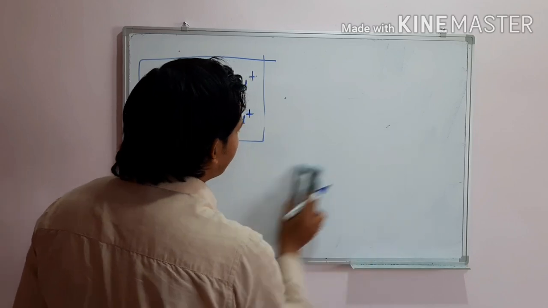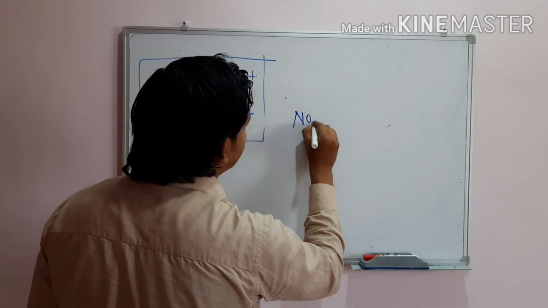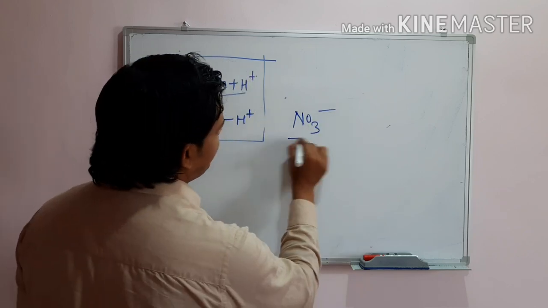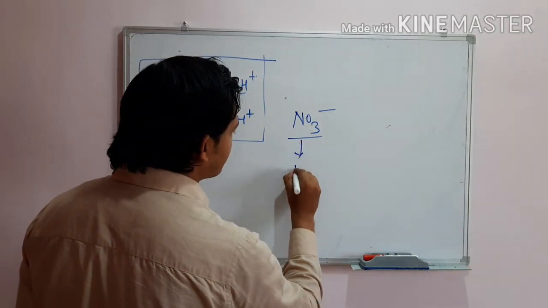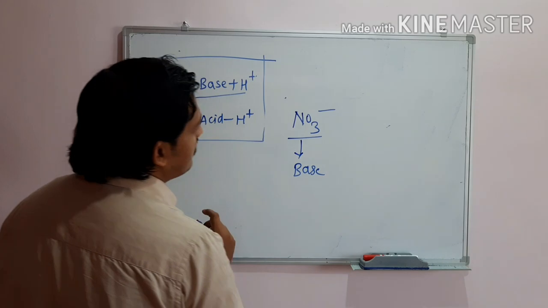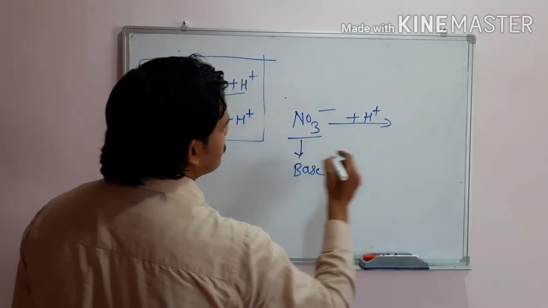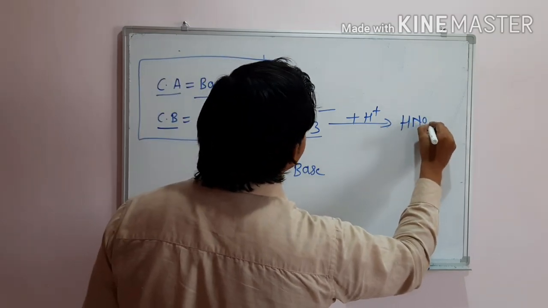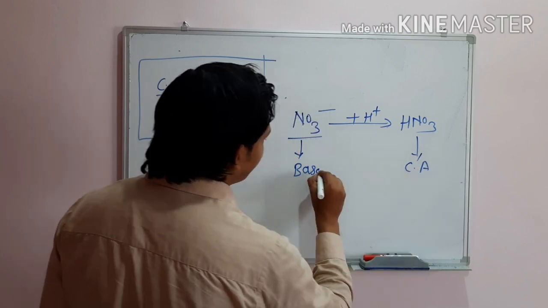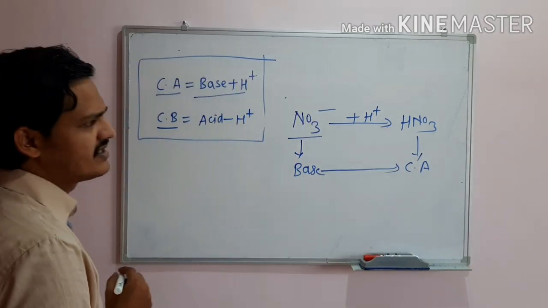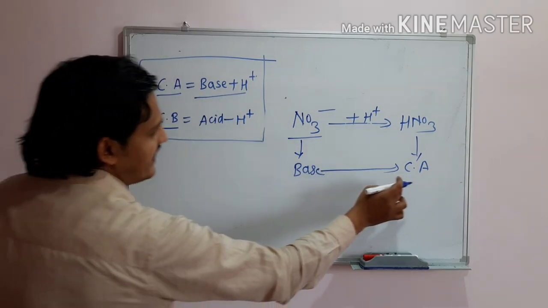Now let us move to another example. NO3 minus. NO3 minus is a negatively charged species, which means a base. If I add 1 H plus, it will form HNO3, nitric acid. So nitric acid is the conjugate acid for this base. It clearly suggests: base plus H plus gives conjugate acid.